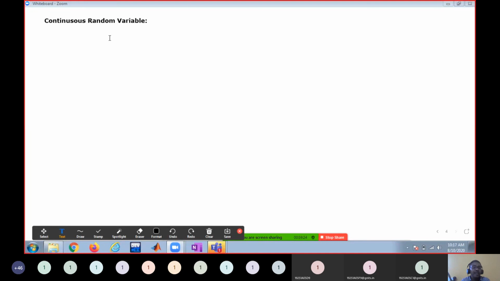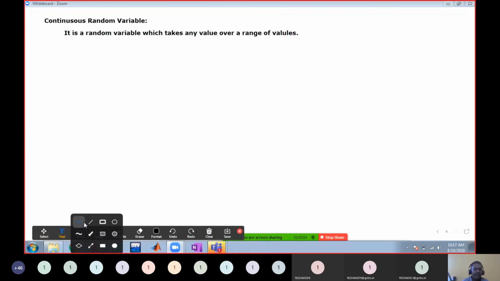The probability function corresponding to the continuous random variable is said to be the probability density function. So what is a continuous random variable? It is a random variable which takes any value over a range of values. These range of values are infinite, uncountably infinite. So what is the corresponding function called?